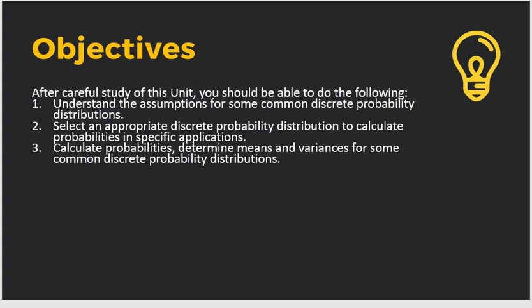We have the objectives. After careful study of this unit, you should be able to do the following: understand the assumptions for some common discrete probability distributions; select an appropriate discrete probability distribution to calculate probabilities in specific applications; calculate the probabilities, and determine means and variances for some common discrete probability distributions.